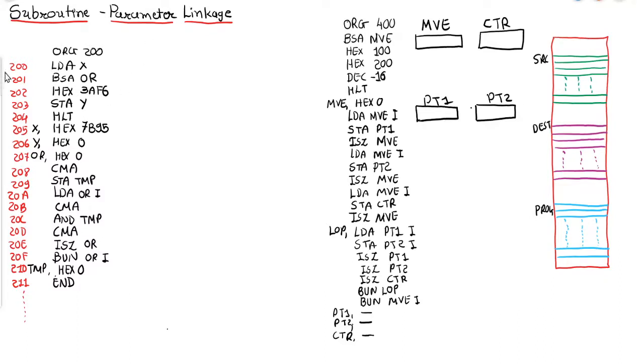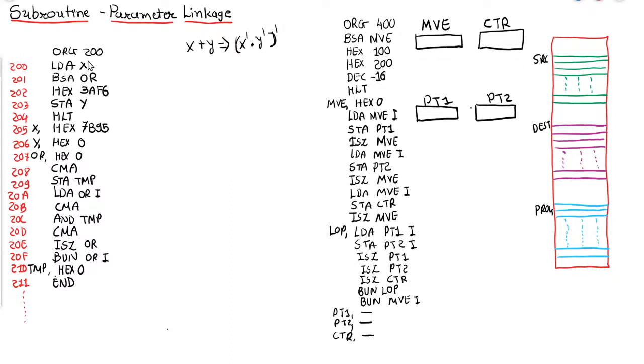So here we will try to implement this program. In this program we will try to implement X or Y using De Morgan's theorem, that is (X' . Y')', all dashed. So this is what we are going to implement.